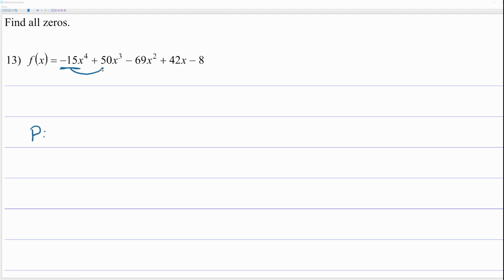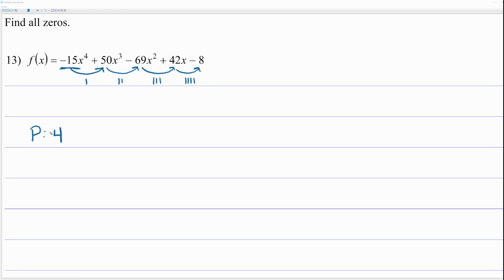As you go to the second term, there's a change in sign. We went from negative to positive. So that's one sign change. Now do this again. We're going from positive to negative. So we have two sign changes. Then negative to positive. That's a third sign change. And then positive to negative again. 4 sign changes. So the number of positive real zeros might be 4.